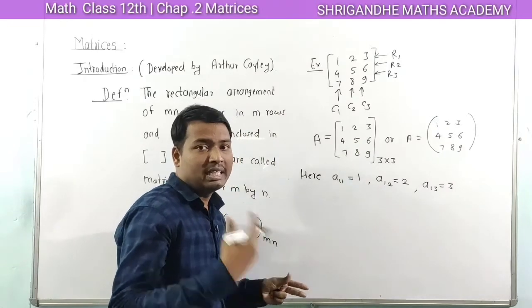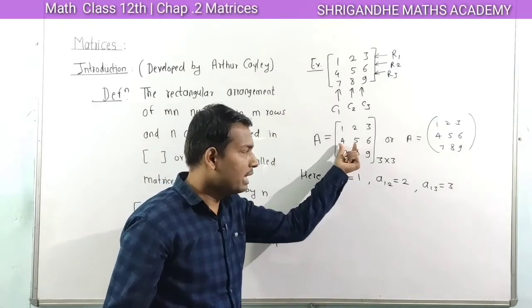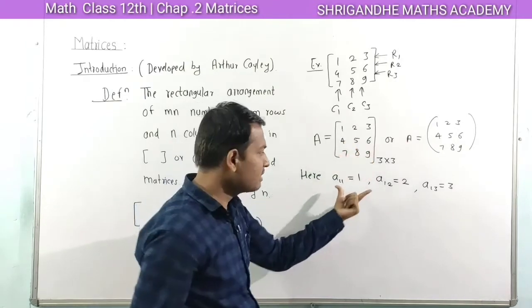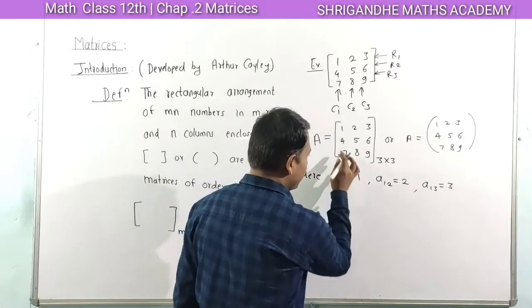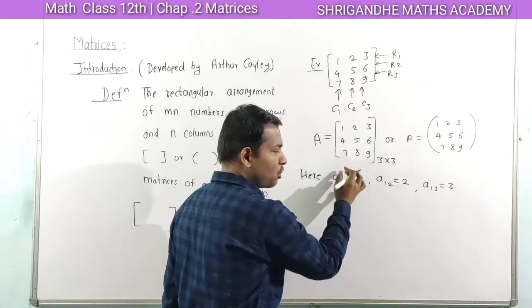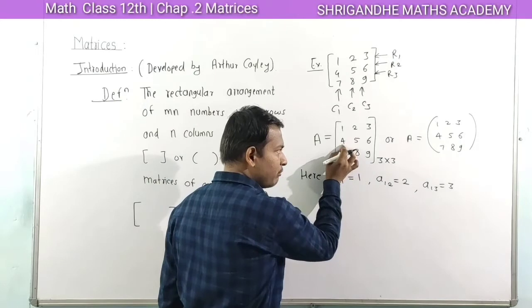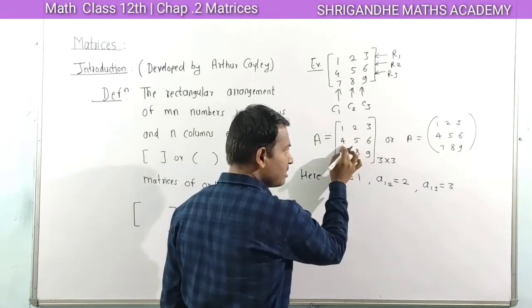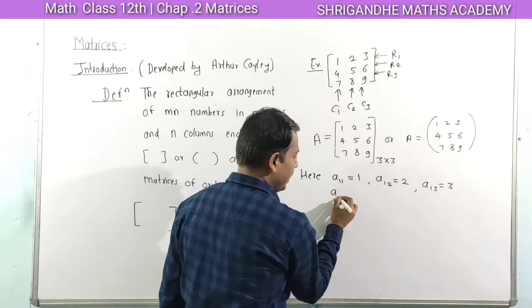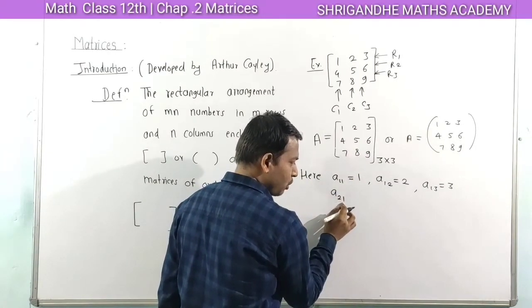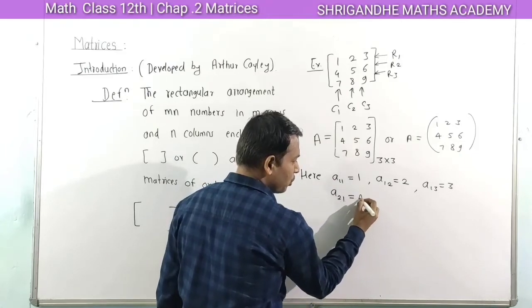Now we are going to the next row, that is the second row R2. The elements in the R2 row are 4, 5 and 6. We write this also in the same way. Now this number 4 lies in the second row and first column. I repeat, this number 4 lies in the second row and the first column. Therefore we write this number 4 as A21, the element in second row and the first column is equal to 4.